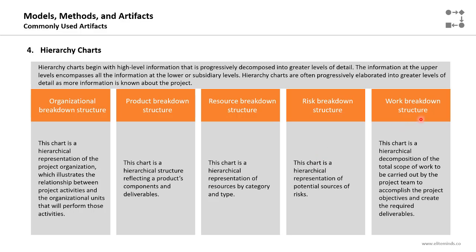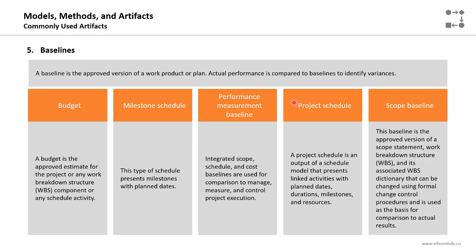category. The WBS, or the work breakdown structure, this chart is a hierarchical decomposition of the total scope of work to be carried out by the project team to accomplish the project objectives and create the required deliverables. This is the most important hierarchical chart, the WBS. It's a decomposition of the total scope of the work that we will be executing in the project. Any item that does not exist in the work breakdown structure is out of the project scope.